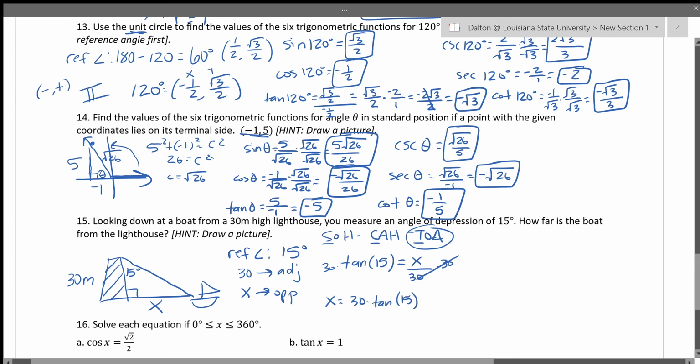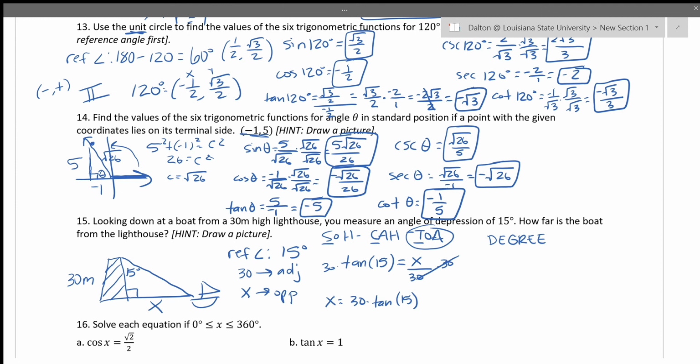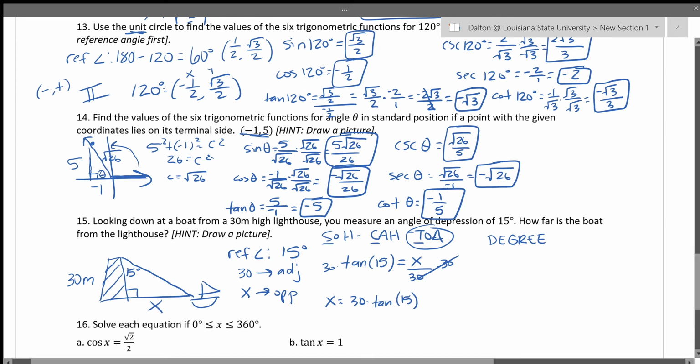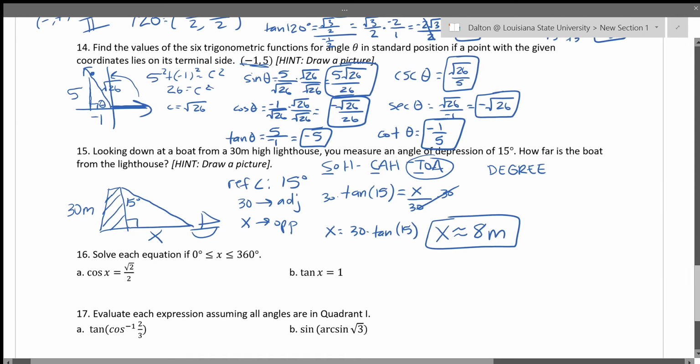Now, before you plug this in your calculator and chug along, you've got to make sure that your calculator is in degree mode. So hit the mode button and verify that it says degree. Remember, calculators always go back to radian mode, so you need to double check and make sure that yours is in degree before you type this in your calculator. When you do that, you should end up with a distance of about 8 meters. The boat's going to be about 8 meters from that lighthouse.